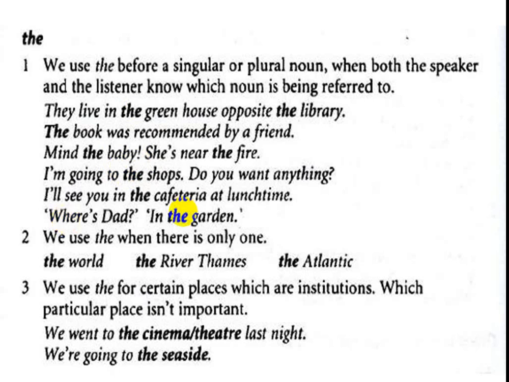Number 2, we use the when there is only one thing. There is only one world, the world, so we use the. There is only one river Thames. There is only one Atlantic, the Atlantic, and you can say the sun. There is only one sun. You can say the Queen of England. There is only one, or the Queen of the United Kingdom. So when there is only one thing.